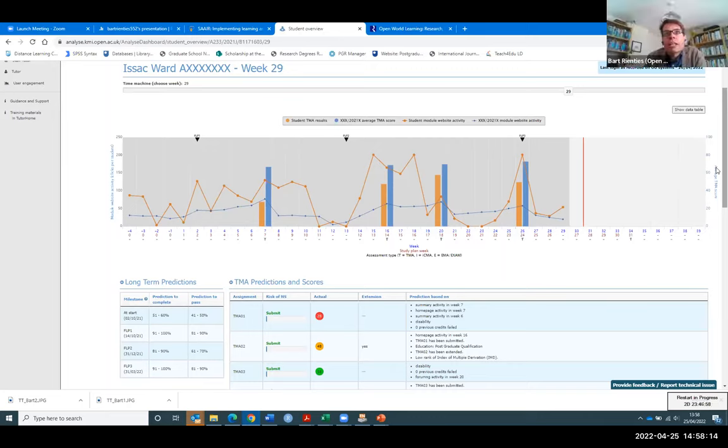Yeah, you see that it's a little bit like an on-off switch, it seems. In certain weeks the student is not present, and then in other weeks, in particular during assignments, the student is relatively active, but as you say, the assessment scores are lower than the average.